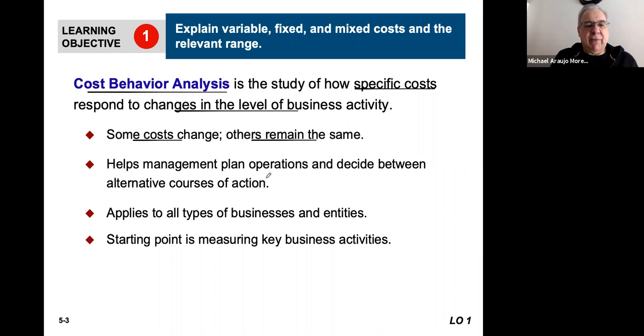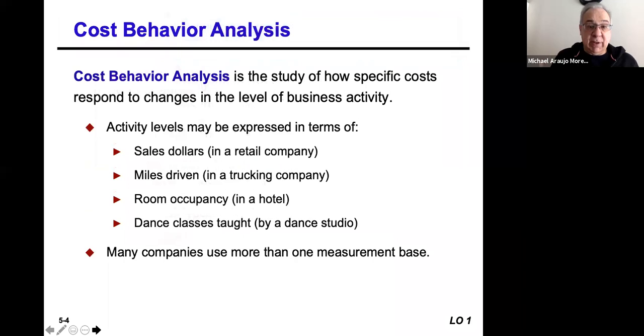And again, the focus on cost behavior analysis here are looking at some key business activities that you've already been sort of introduced to. Okay. So activity levels that you already kind of know a little bit about could be in terms of sales. So in a retail store, if a company has more and more sales, what are the costs that are responding to that? What's going up?